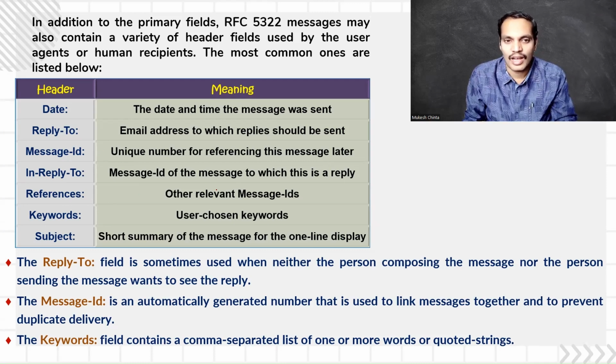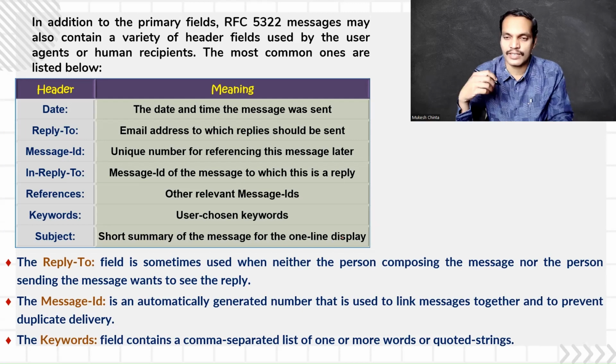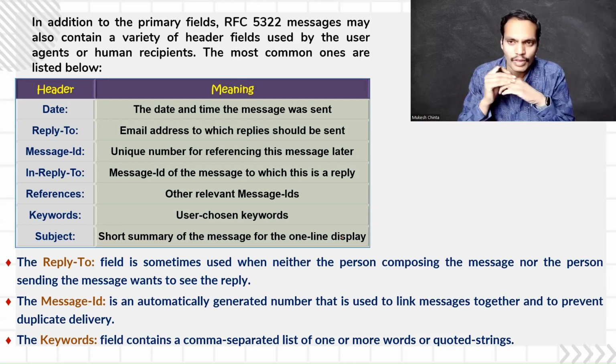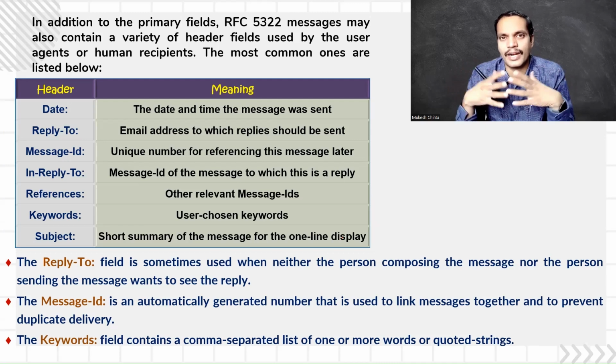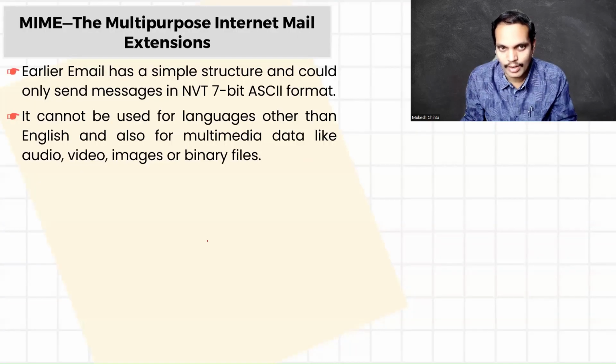Next thing is references. Of course, you can add other message IDs for which you are creating this response or for which you are sending this new email. Next one is the keywords. The keywords are nothing but user chosen keywords to maybe highlight the priority or give you better information about the email. And finally, the subject. Subject is a short summary of the message for the one-line display. Most user agents might provide you with a one-line display which can be studied by the recipient, who then decides whether to open this message or even simply discard it. That is the subject part. All of these things are covered by the RFC5322 standard.